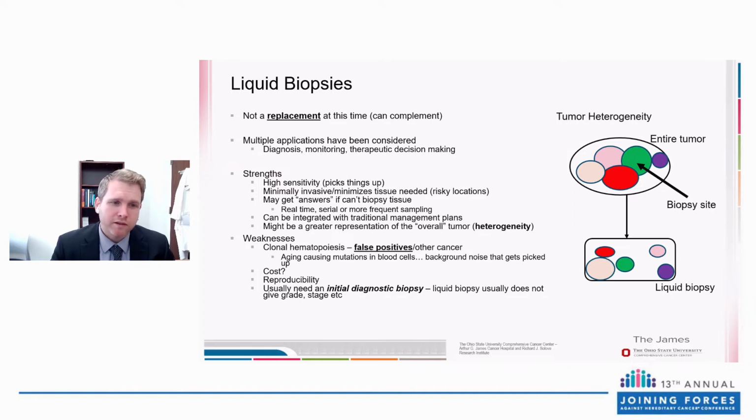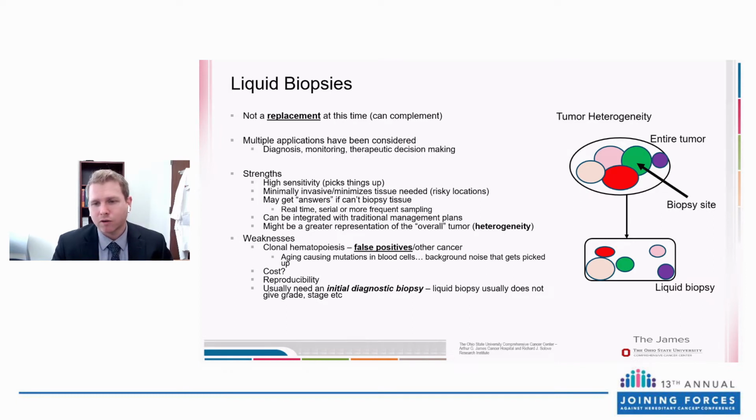So there are several weaknesses of liquid biopsies, and these are things that hopefully will help be improved on as we get more comfortable with technology. Perhaps one of the biggest concerns is false positives. And one of the main reasons why we've seen some false positives is something called clonal hematopoiesis.